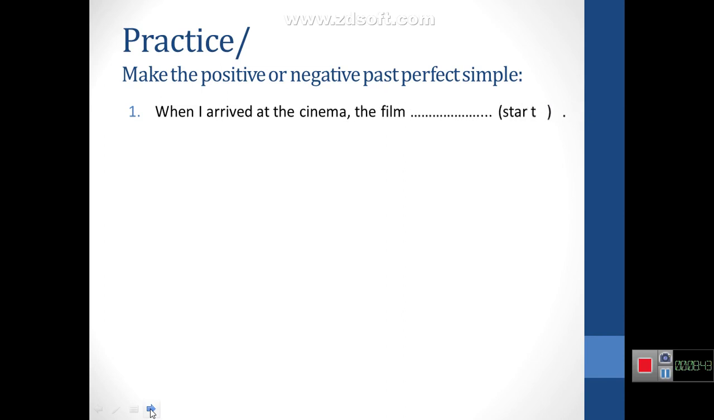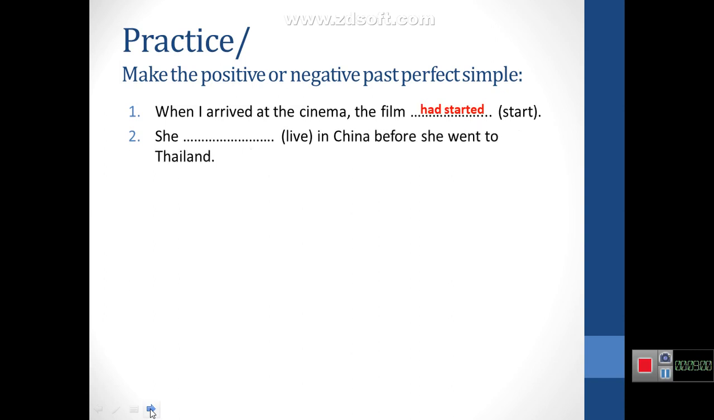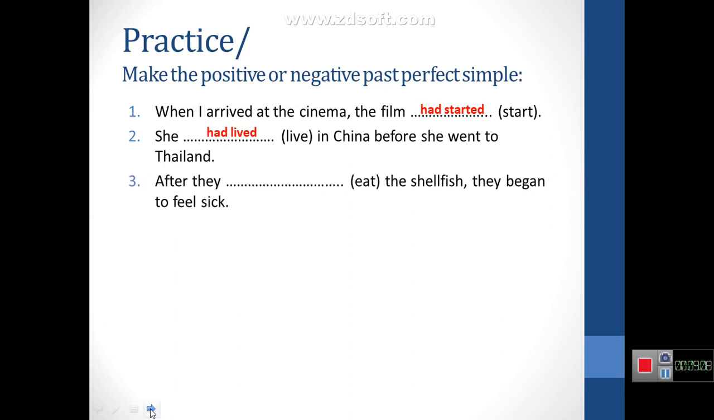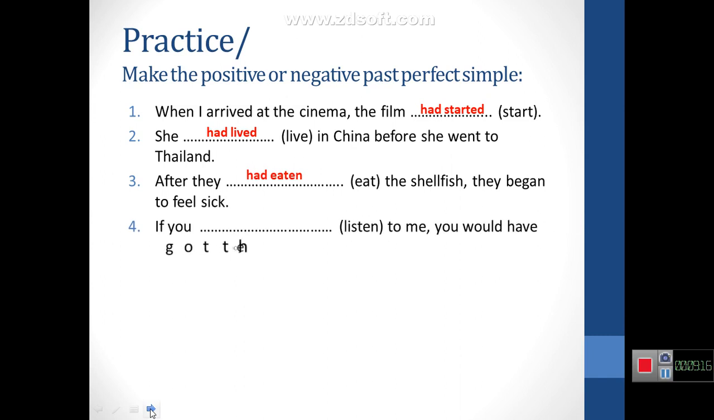When I arrived at the cinema, the second action, the film. How can we do the past? The film, we have to use had, then past participle. Had started. Two, she in China before she wanted to. She had lived. After the shellfish, they begin to feel sick. After they had eaten.